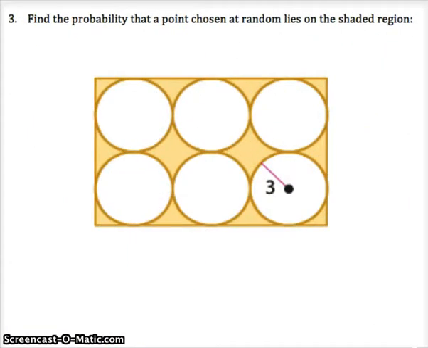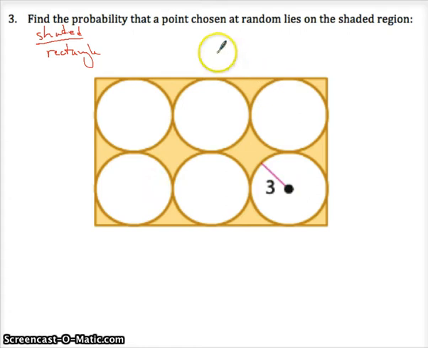What's the probability that a point chosen at random in this rectangle, is what that's implying, is somewhere in the shaded region? So we just need to do shaded. This is what we have to find. Shaded region is our numerator. Total rectangle is our denominator. All they tell us is this radius is 3, and we're supposed to believe that all these circles are tangent and packed perfectly into this rectangle.